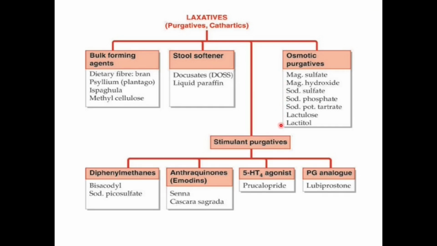Again, another classification is osmotic purgatives, such as magnesium sulfate, magnesium hydroxide, sodium sulfate, sodium phosphate, sodium potassium tartrate, lactulose, and lactitol. And then there are stimulant purgatives, which can again be classified into four: diphenylmethanes, anthraquinones, 5-HT4 agonists, and prostaglandin analogs.